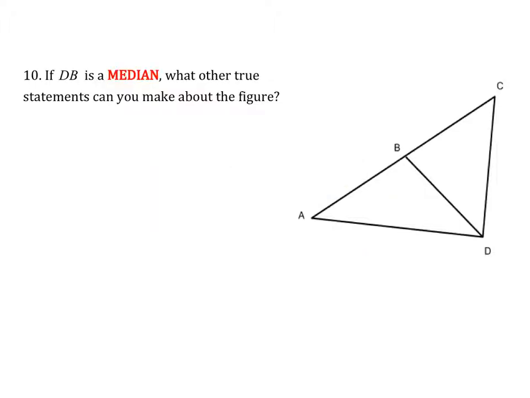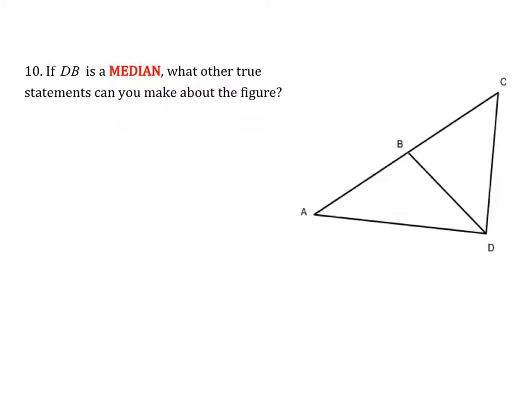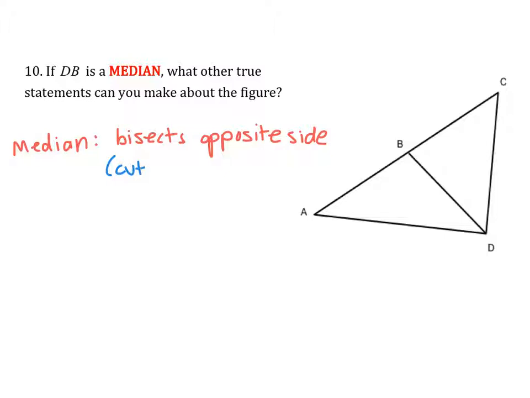Okay, this is the last problem. So here it says, if DB is a median, what other statements can you make about the figure? So it's really important to remember what a median is. A median has a very specific job. A median bisects the opposite side. That's its only job. It's the only thing it does. And remember, bisects means cuts in half.